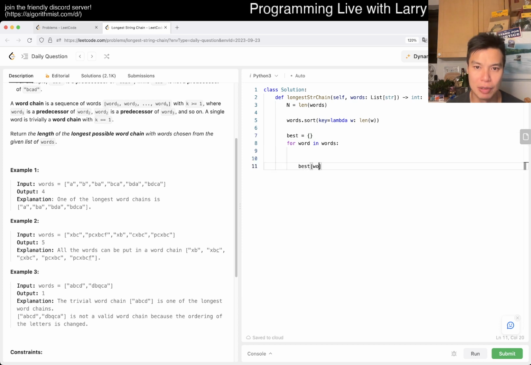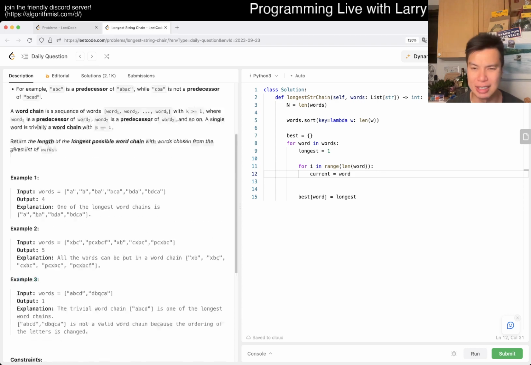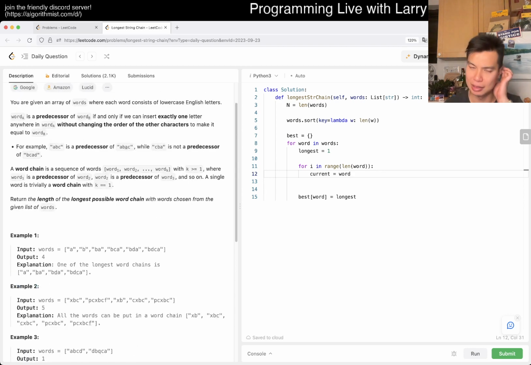So then best of word is maybe like longest is equal to 1, being itself. So then here we do this, and then we'll go for each word. Basically for each character we want to remove it. There probably is a cleaner way to write this, but I'm just going to write it the lazy sloppy way, given that n is 1000 and L is equal to 16. We can optimize these for sure, but it's fine.